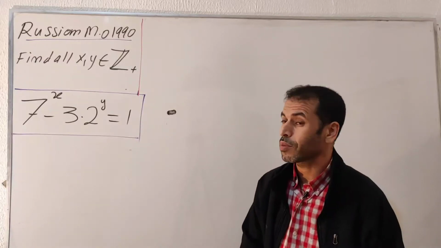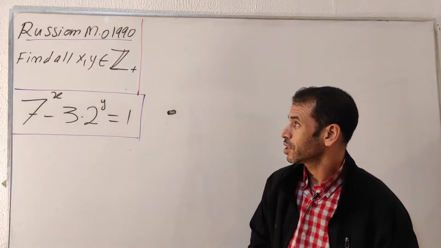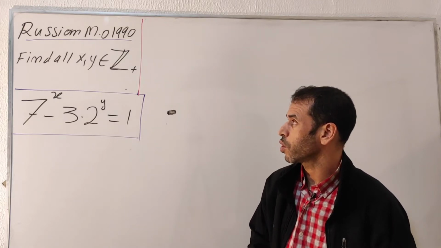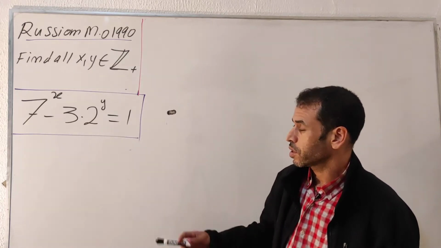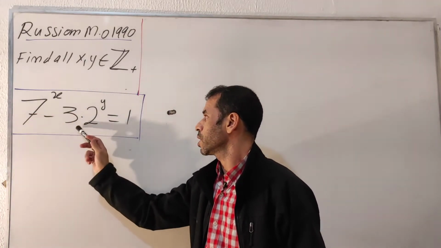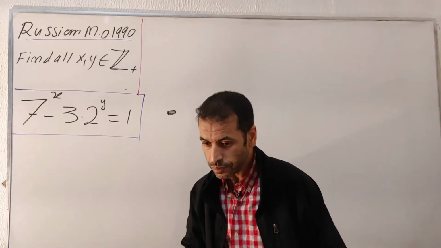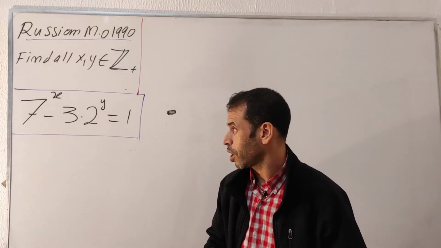Today's video here is a nice problem. It's coming from the Russian Mathematics Olympiad, edition 1990. Here is the following statement. Find all x, y as positive integers satisfying the following equation: 7 to the x minus 3 multiplied by 2 to the y equals 1. In fact, this is a very nice and straightforward problem.